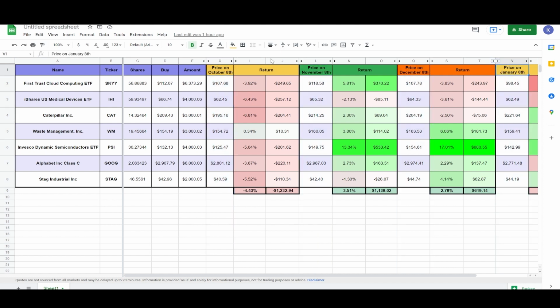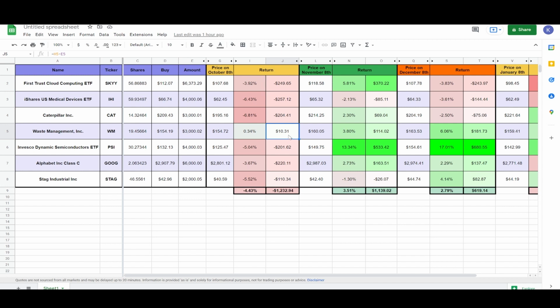And as you can see, exactly 1 month after we made those investments, my $40,000 was down $1,232. The biggest drop came from Caterpillar. It was down 6.81%. But in terms of dollar value, my biggest loss came from First Trust Cloud Computing ETF. I was down $249. The only investment that was on the positive was Waste Management. I was up by $10.